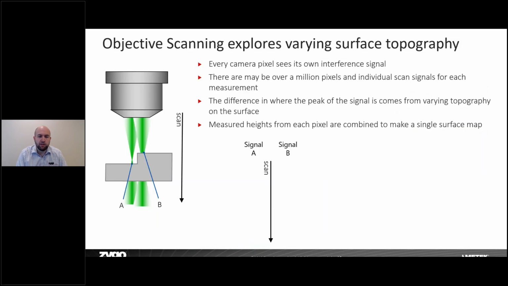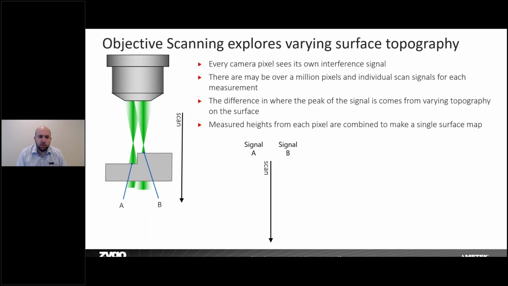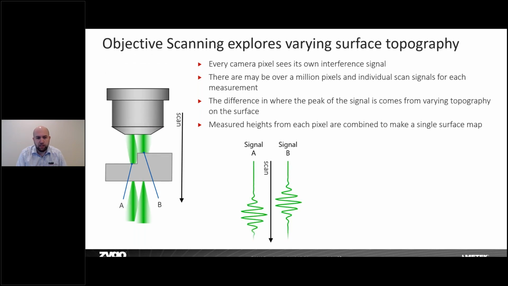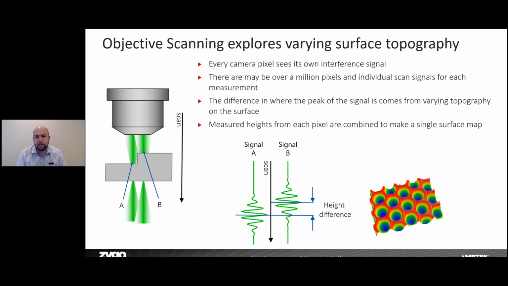So when we take a measurement, we're going to scan vertically through focus, and we're going to track the interference pattern pixel by pixel. So we can see, in the course of a measurement, what the camera is going to see. For example, signal A and signal B are what two pixels would see if they were separated by a step. We then take this information and transform it into a 3D topography map across the entire sensor.